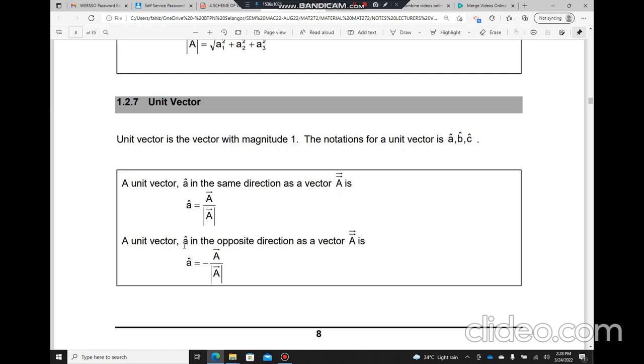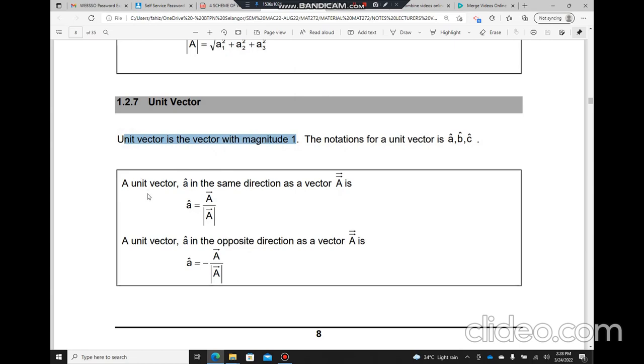Okay, a unit vector â in the opposite direction as a vector A is, okay, satu lagi formula kita letakkan opposite. Kalau opposite direction dia akan jadi negatif dekat depan. So unit vector â equals to negative vector A divided by magnitude. Okay, so kena ingat kat sini, a unit vector is the vector with magnitude 1. Then notation dia yang bentuk topi.